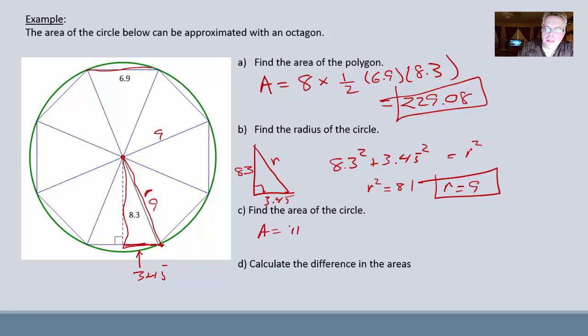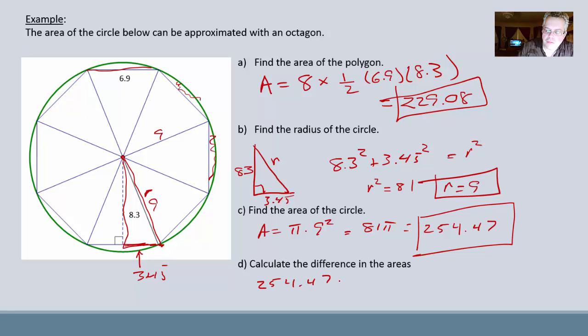All right, so now the area of the circle is the easy part. Area equals pi times radius squared. So that's 81 pi, which gives us 254.47. Okay, so the circle's area is a little bit bigger. Yeah, so we expect the circle to have a bigger area. All right, so if we subtract them, we get the difference. 254.47, that's the circle, minus the polygon's area, which is a little bit smaller. And we get 25.39. That's the difference in their areas.